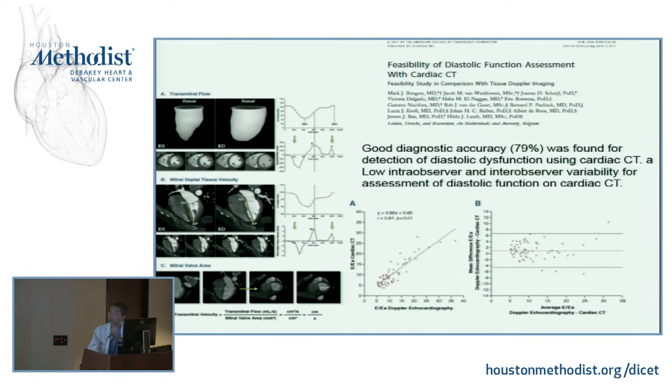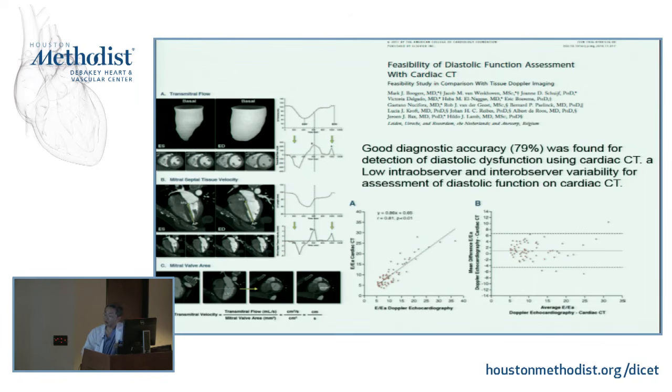I thought it was interesting to show you guys this. People have tried to use CT to evaluate diastolic function, not because it's more accurate, but I thought I'd show you there's a lot of information you can derive from a CT data set.